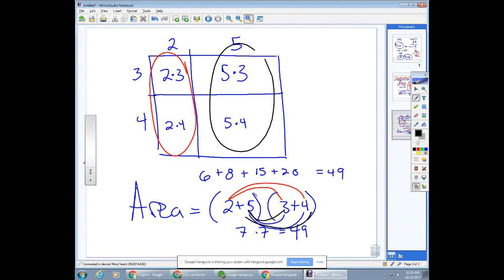Okay, and FOIL stands for: you have to multiply the first terms together. That's the 2 times 3. Then you have to multiply the outer terms together, 2 and 4 on the outside of this. Then you have to multiply the inner terms. That's the 5 times 3. That's I for inner. And then you have to multiply the last terms of each group, and that's the L. So it's called foiling. Foil. Kind of exciting, huh?